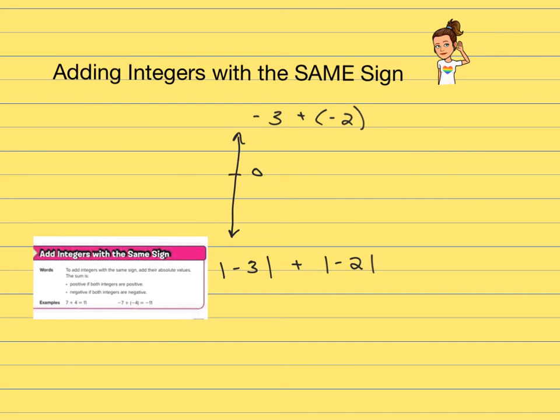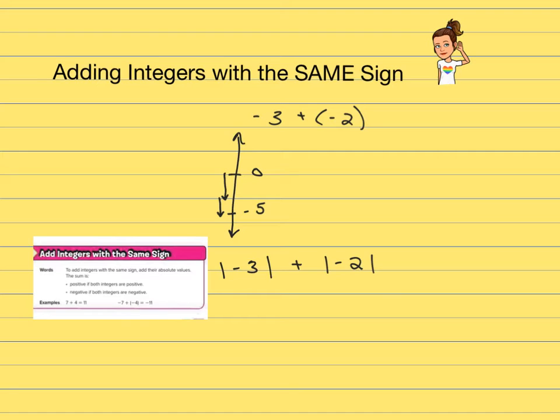Adding integers with the same sign, and notice I just want you to listen. Okay, so we can use a number line that we're familiar with to solve this problem, negative 3 plus negative 2. We start at the 0, we move in a negative direction, negative 3 units, and we're adding negative 2 units. Altogether, we would have a sum of negative 5. And that's using a number line.